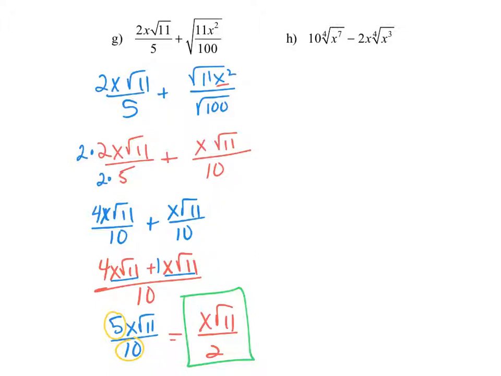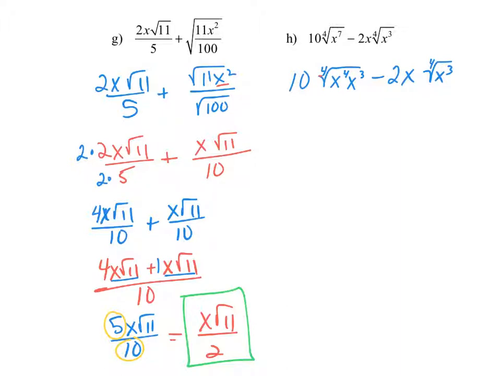Let's simplify h so we can determine if we can combine like terms. 10 times the 4th root of x to the 7th we can write as 10 times, we want to take out perfect 4th powers. So x to the 7th is not a perfect 4th power, but we can split it up into x to the 4th times x to the 3rd. The second term we can't simplify any further. We write it as 2x times the 4th root of x to the 3rd.